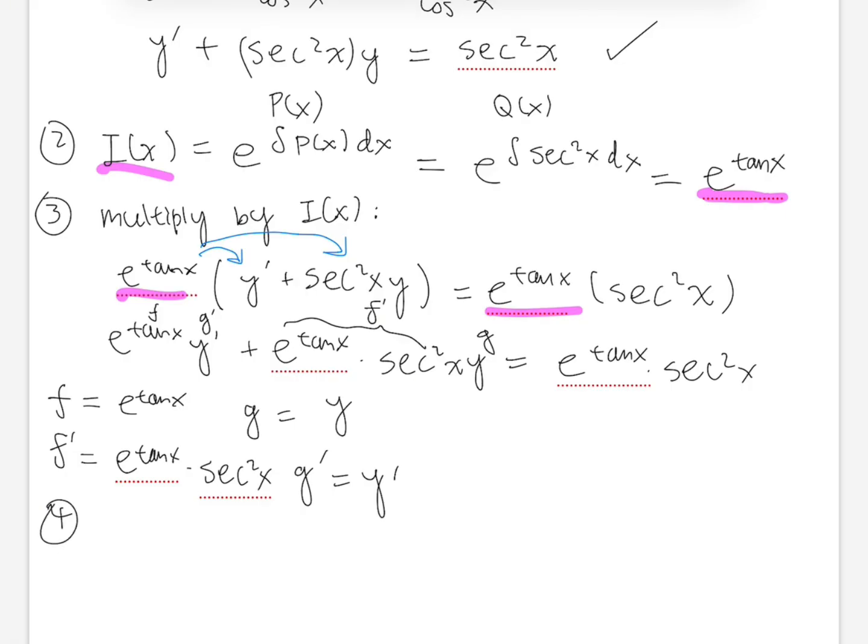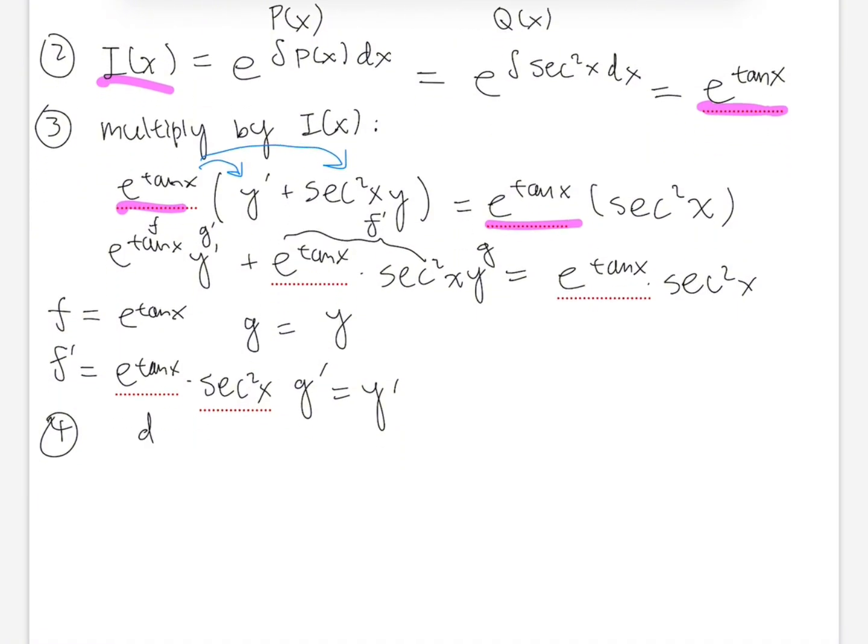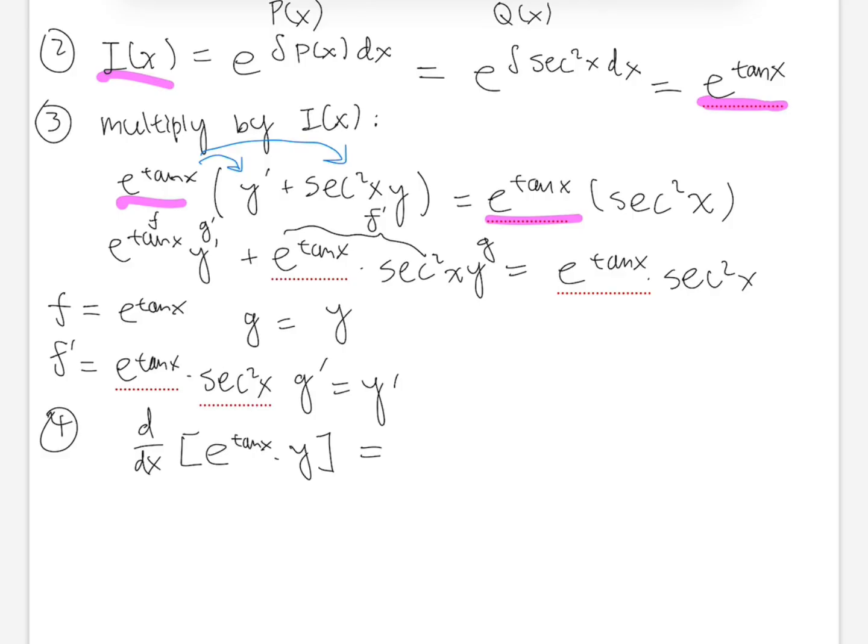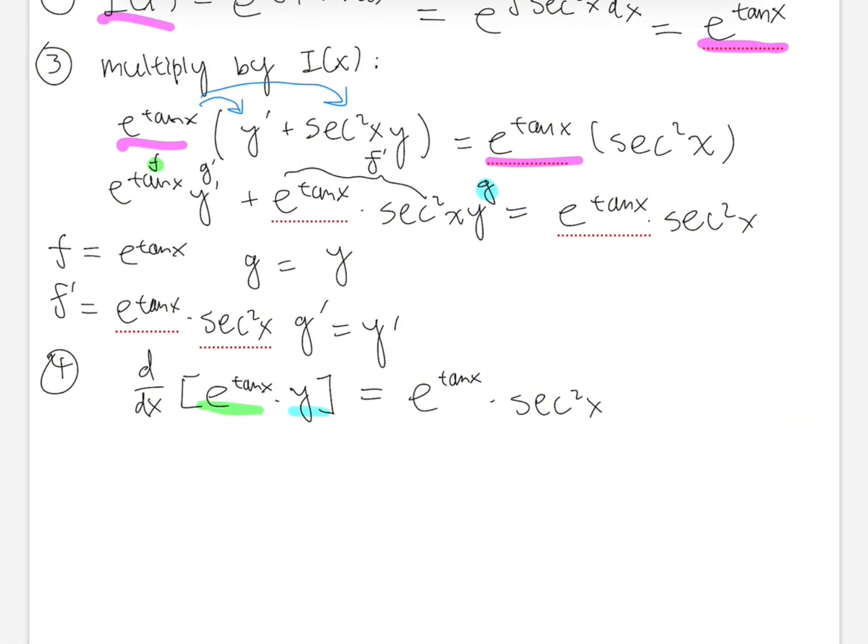All right, for step 4, it is time to put it in the form of the original function. We're just trying to find our f and our g. So our f and g corresponds to e to the tan x times y. And that equals e to the tan x times secant squared x. We can finally integrate both sides.